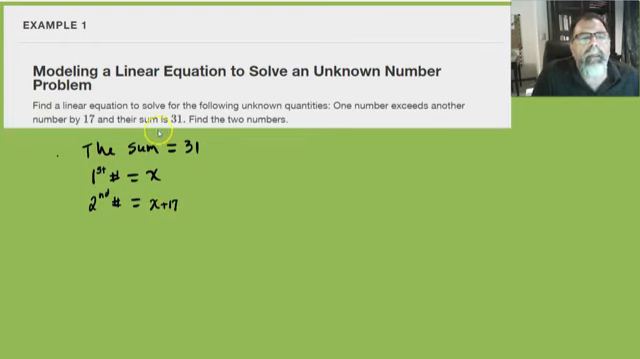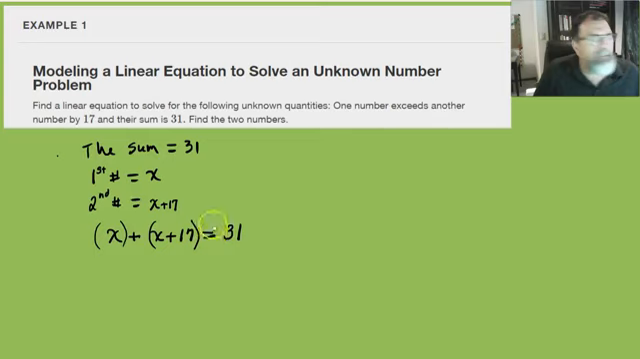Okay, and then the sum, so how do you find the sum of these two numbers? You just add them together. So x, that's the first number. The second number exceeds the first one by 17. So we got the first number, the second number. We don't need the parentheses, I just want to emphasize those are the two numbers. And the sum is 31.